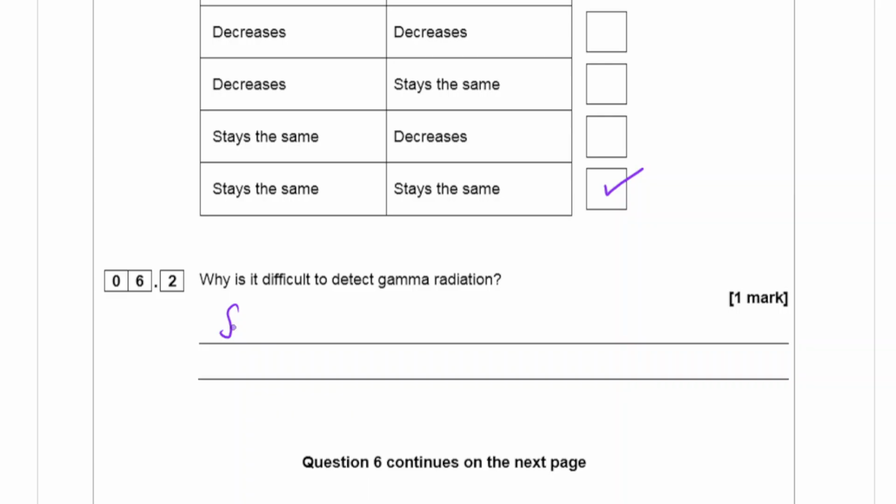So since gamma radiation is only weakly ionizing, right? Or you could say most gamma radiation will pass through the detector undetected since they are fast.